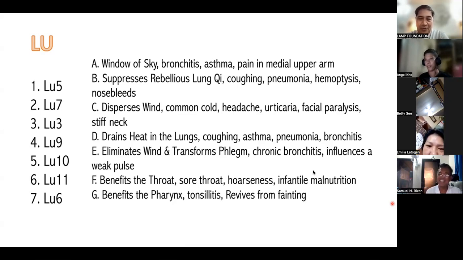Oo. Lalo na pag may amoy. Oo. Ikaw pala magtutusok. So, amuyin mo. Hindi pala. So, hindi mo pala dapat amuyin. Siya na yung aamoy.